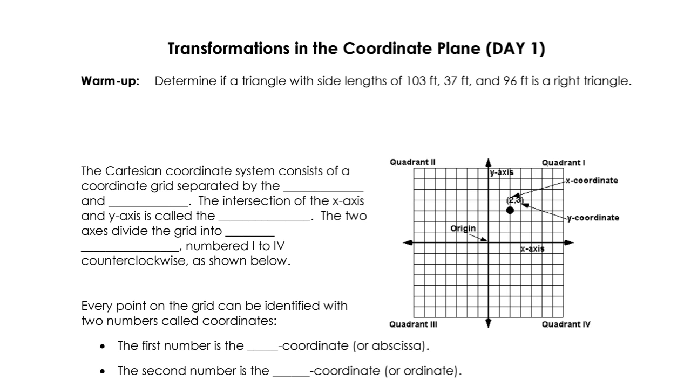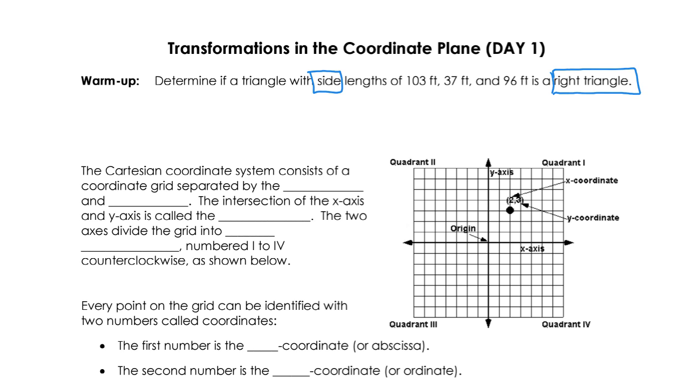Hey guys, we're on Unit 4. This is day 1. We're talking about transformations in the coordinate plane. And the warm-up says, determine if a triangle with side lengths of 103 feet, 37 feet, and 96 feet is a right triangle. And so your keywords are right triangle and the fact that these are sides.